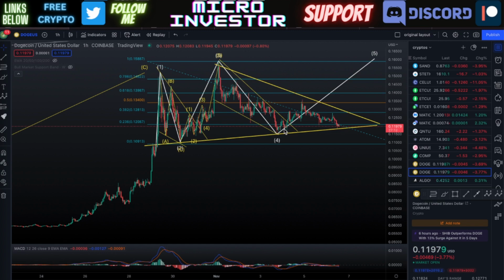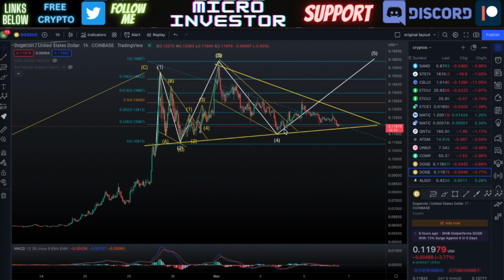Now, I know a lot of people are getting impatient with Dogecoin, especially people who are newer to the crypto market. I understand that if you're new, because it doesn't always go up and it doesn't always go down. It goes sideways. It does whatever it wants. It's very volatile, and hopefully people are starting to understand that.